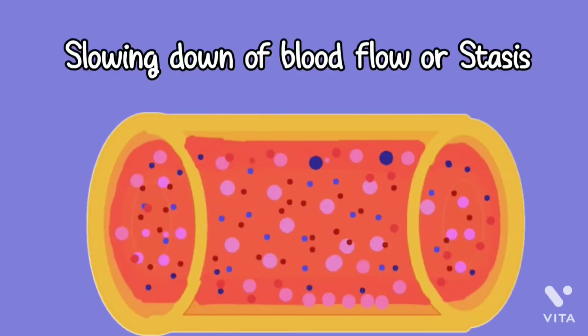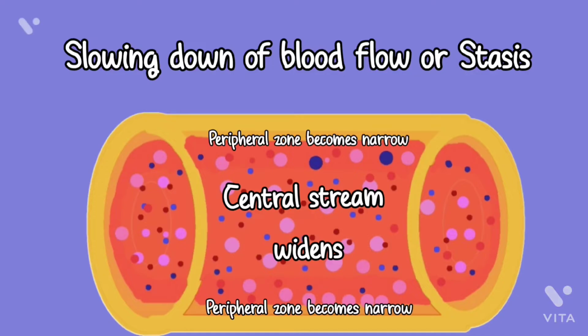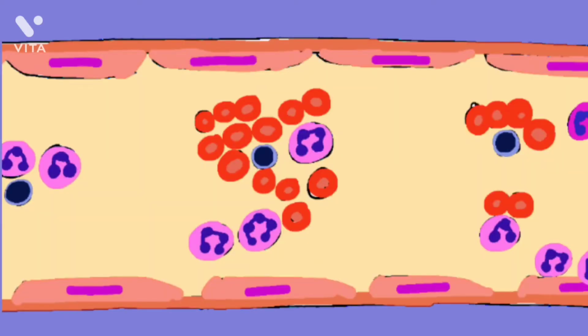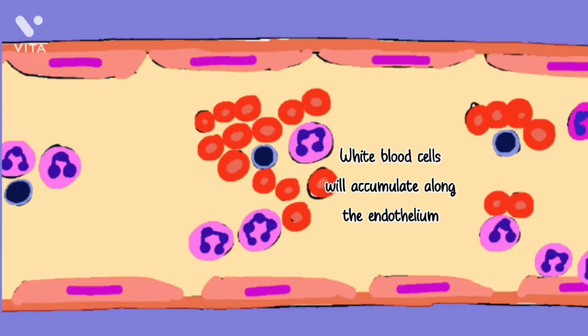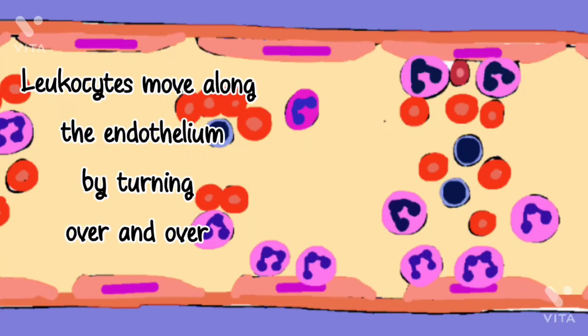When slowing down of blood flow occurs, according to Bernoulli's theorem, the central stream, consisting of cells, will widen and the peripheral zone will become narrow. Also there is considerable loss of plasma during inflammation by exudation, leading to further narrowing of the peripheral stream. Now the cells will come closer to the endothelium. So leukocytes, that is the white blood cells, will now accumulate along the endothelium, and this process is termed margination. After margination, the leukocytes move along the endothelium by turning over and over, similar to wheels rolling over the road. This process is called rolling.